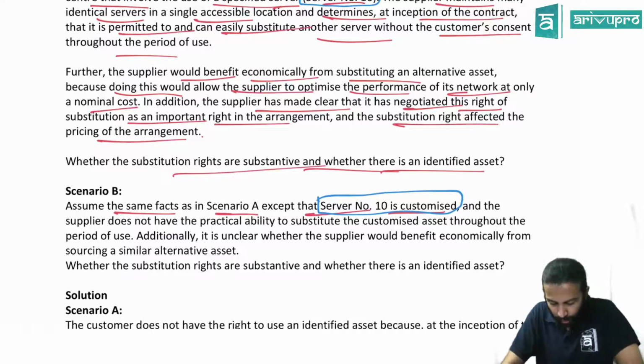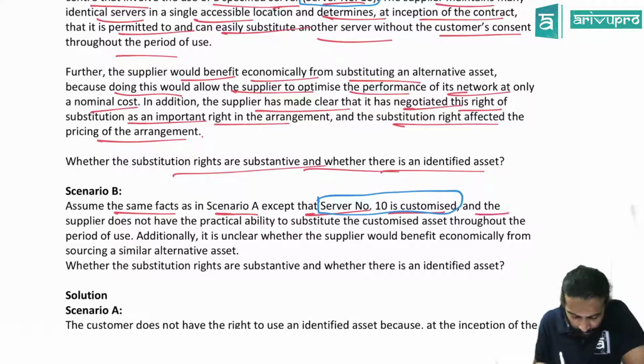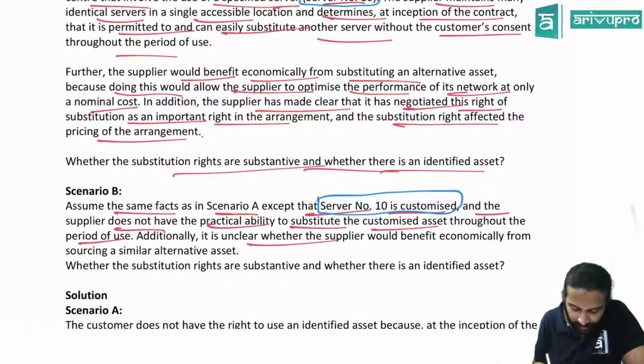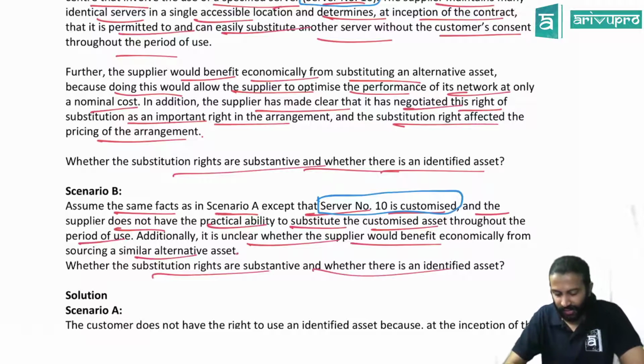And throughout the period of use. Let's see. The supplier does not have the practical ability to substitute the customized asset throughout the period of use. There itself they gave the answer. Additionally, it is unclear whether supplier would benefit economically from sourcing a similar alternate asset. Whether substitution rights are substantive and whether there is an identified asset.